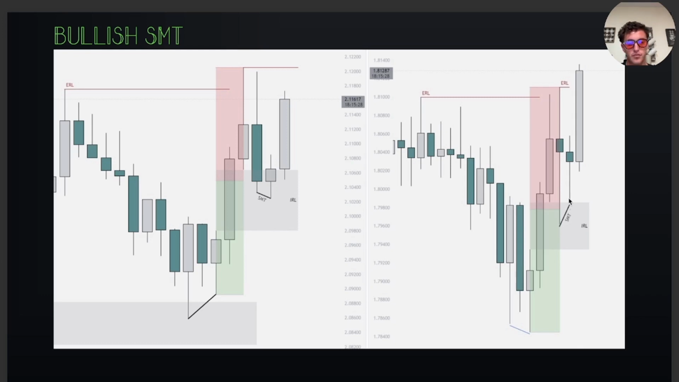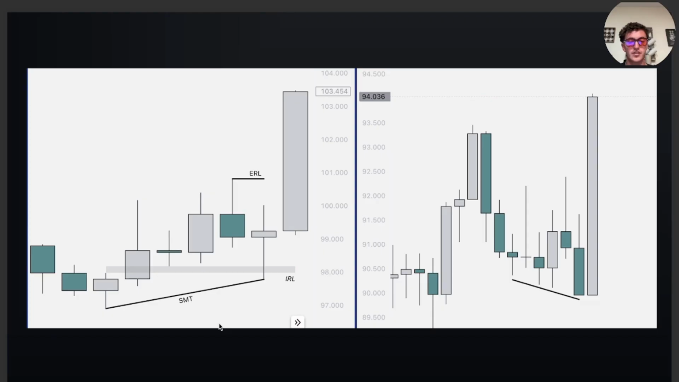The stronger pair takes out the external range high before the weaker one. Same thing resting here. We have price creating a higher low and a lower low. Price tags an internal range liquidity pool, creates SMT divergence, takes out the high with energetic displacement. You want to be longing and paying attention to the pairs that make the higher low.